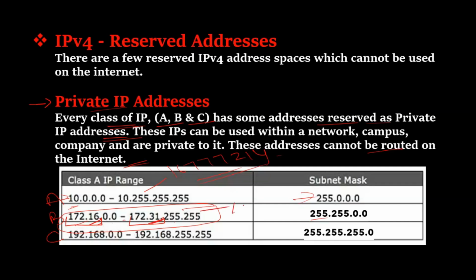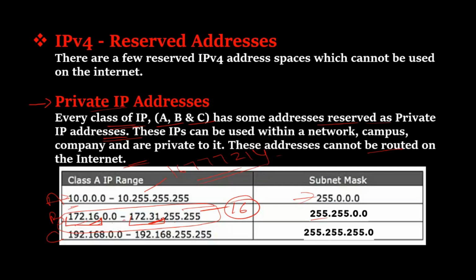So what will be the answer? There are only 16 networks. If you want to create any LAN and you want to use class B IP, you can use these 16 networks. You can use any network IP there. Clear?